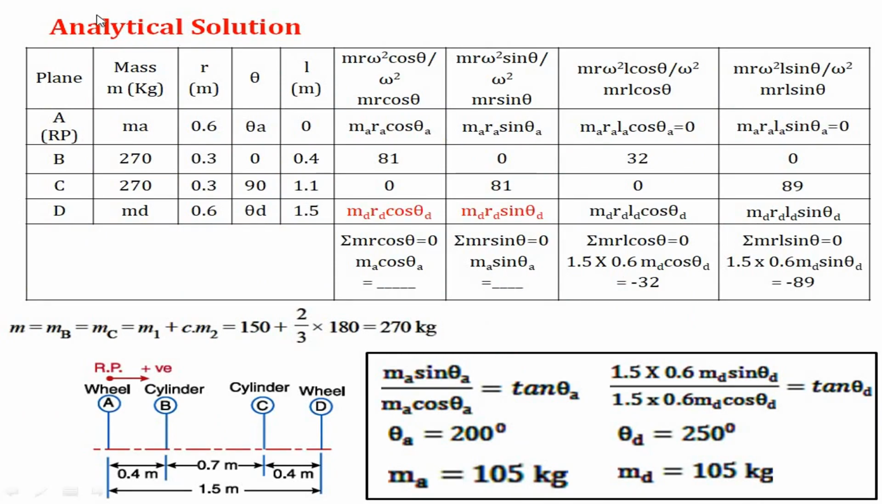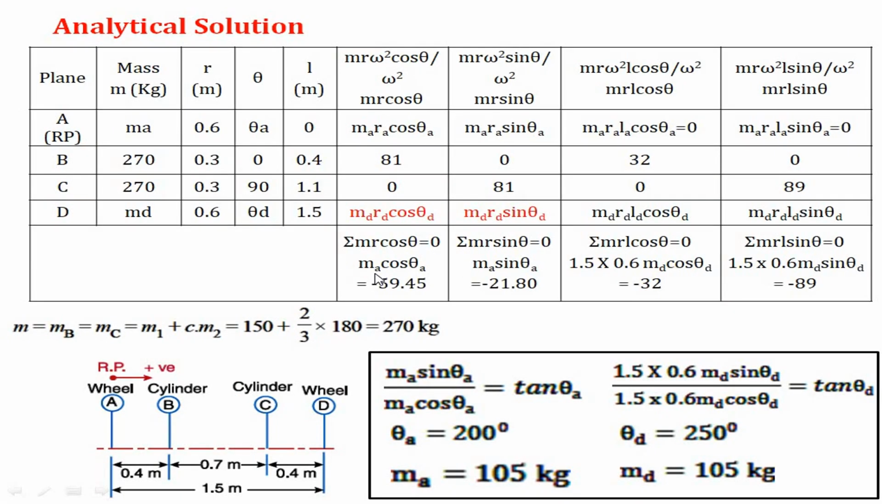For the analytical solution, we can prepare a table like this, in which we represent all the planes in the first column, where the sequence of the planes is the same as they are placed in this diagram. So A, B, C, D are placed over there. One of the planes has to be selected as a reference plane. There is a simple criterion for selecting a reference plane.